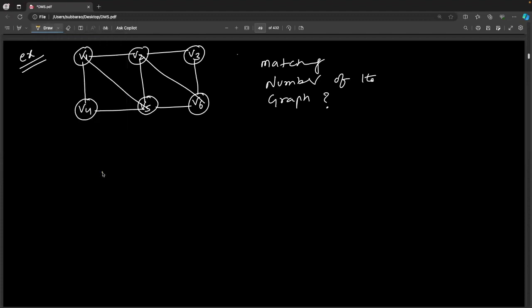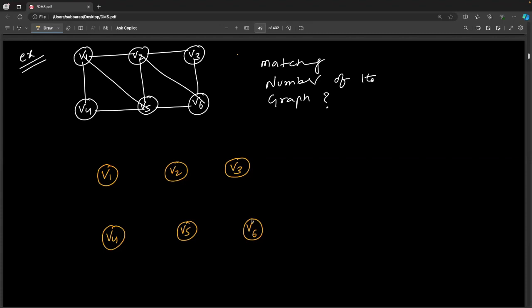You want the maximum one, right? Remember, you want the maximum one, but it should be a subgraph. Try to add more edges without violating the matching property.